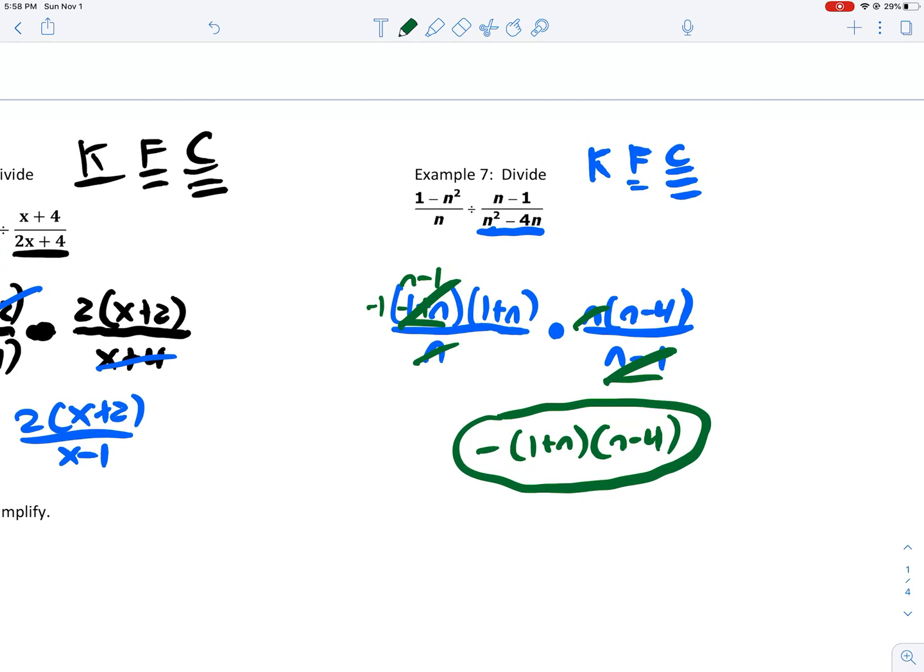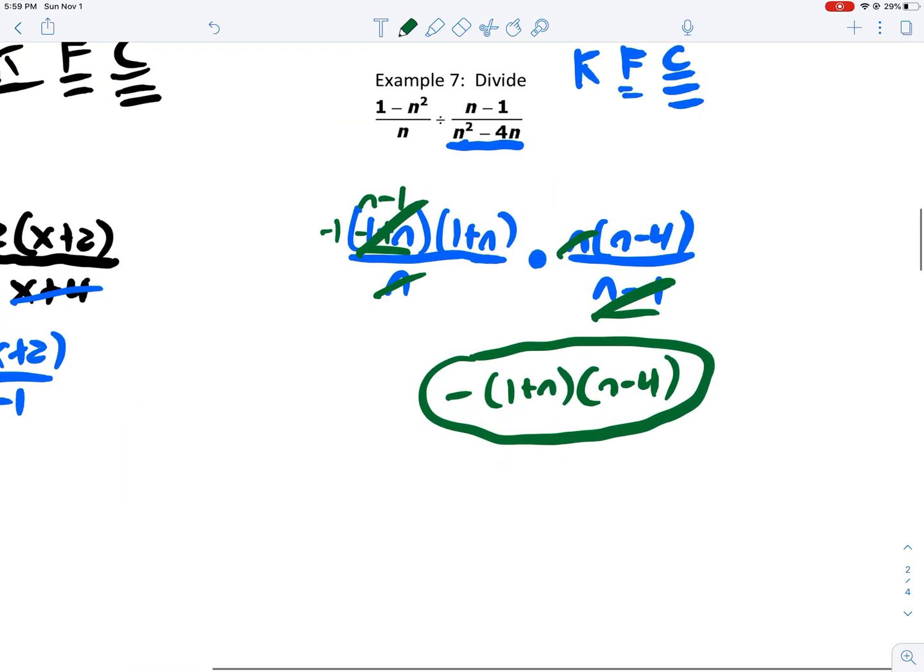So again, I factor out a negative because I saw 1 minus n and n minus 1 are very similar to each other. They're just opposites in signs. And anytime you factor out a negative 1, the only thing you're doing is changing the signs of what's in the grouping symbols.